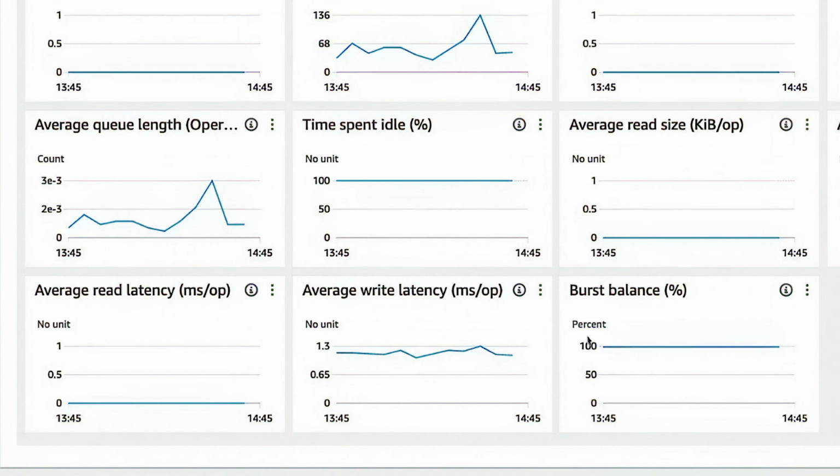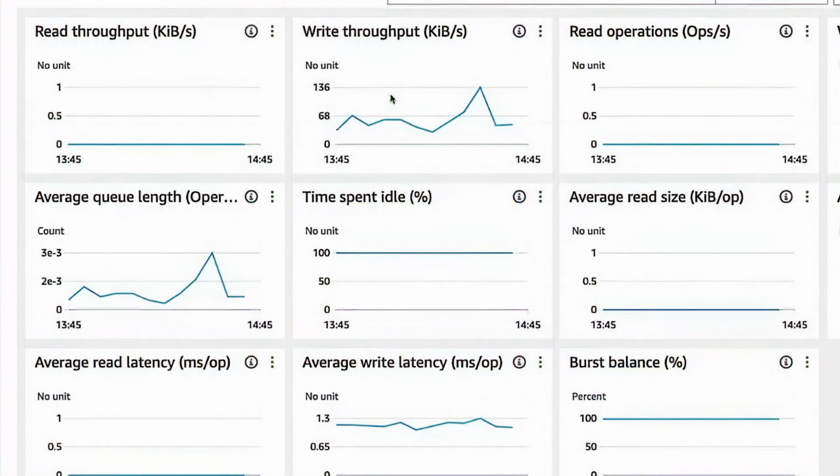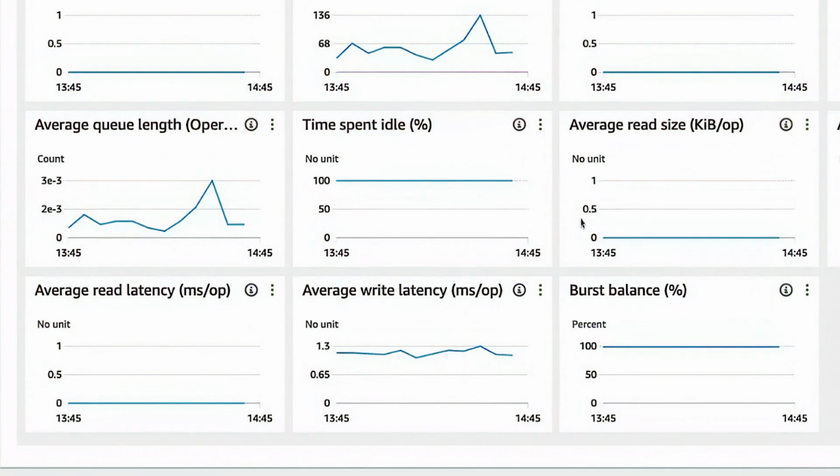Lower latency means we will get faster response times, and this is critical for your real-time applications. If you have high latency, this could indicate there's a problem. Maybe there's too much workload for the type of volume. You might not have enough IOPS or throughput for that volume type, and this is what we're going to look at now.